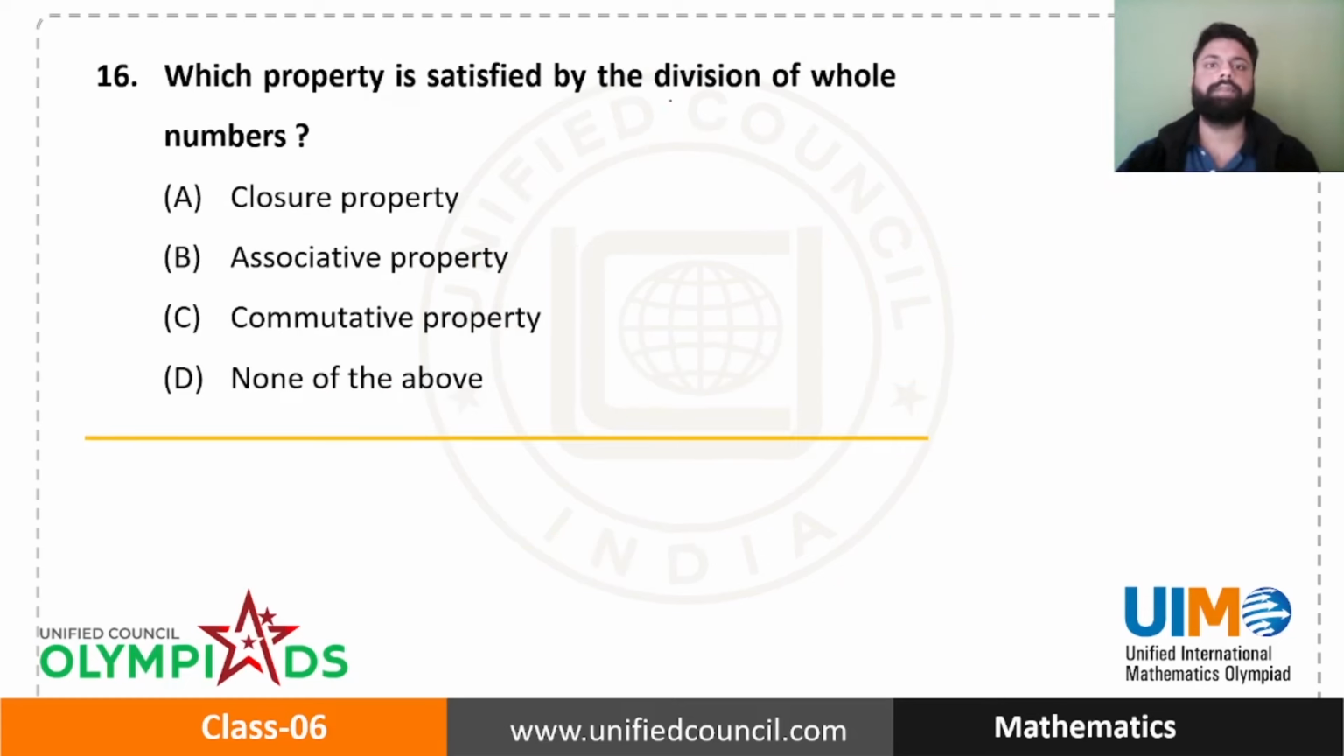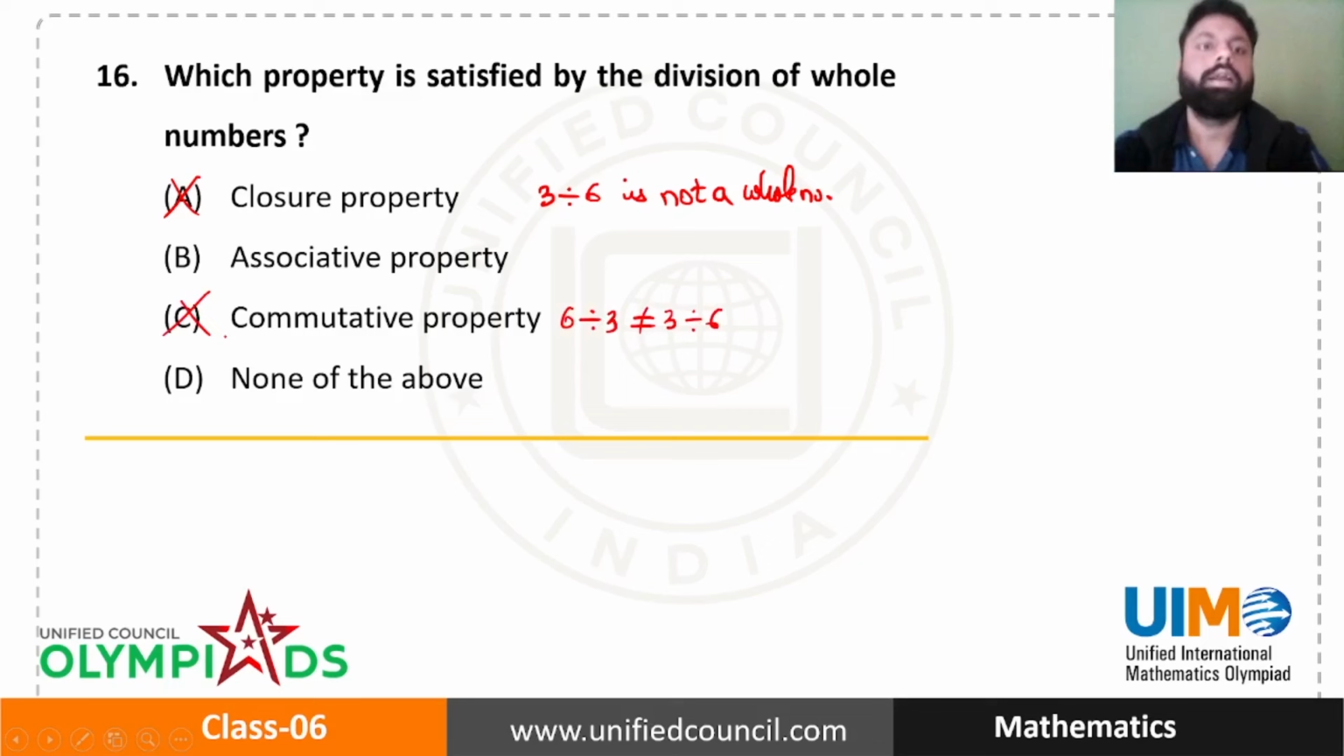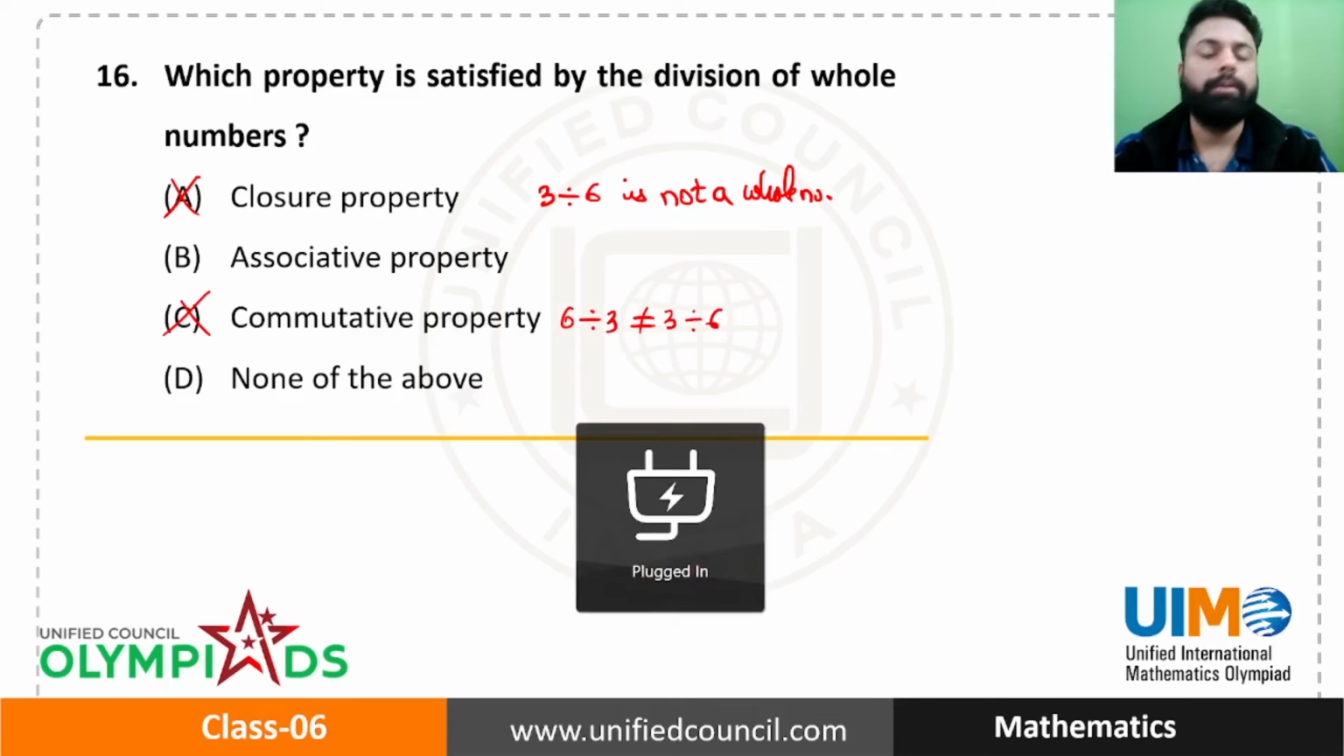Next one, which property is satisfied by the division of whole numbers? For the division of whole numbers, closure property is not valid, because 6 divided by 3 is equal to 2, but 3 divided by 6 is not a whole number. Commutative property: 6 divided by 3 is not equal to 3 divided by 6. Not the correct one. What does associative property say?